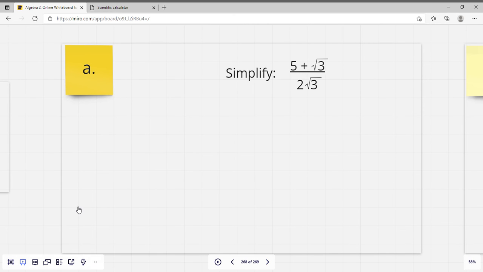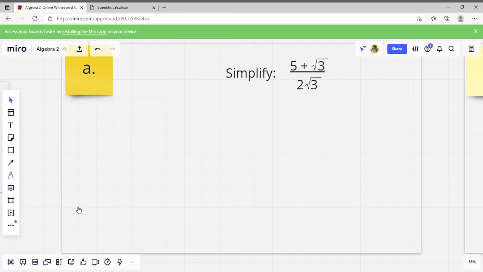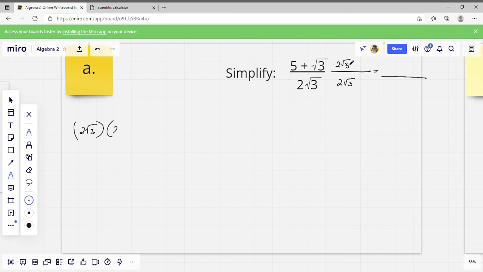All right, so here's our first one. On this one, we're going to multiply this times the conjugate of that. No, we don't even have to do that on this one. We're just going to multiply 2 times the square root of 3 and times 2 times the square root of 3. All right, so for the bottom, pretty easy. 2 times the square root of 3 times 2 times the square root of 3. 2 times 2 is 4. The square root of 3 times the square root of 3 is the square root of 9, that would be 3. 3 times 4 is 12.